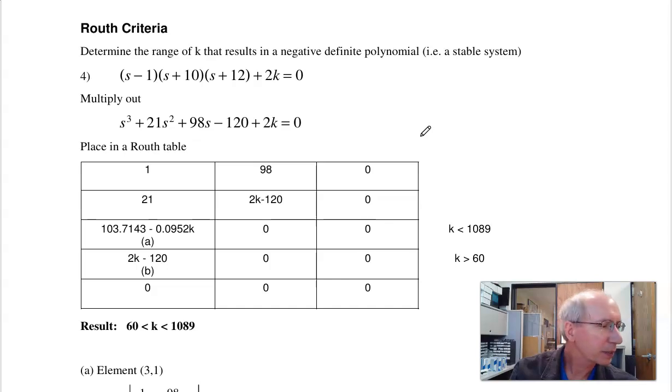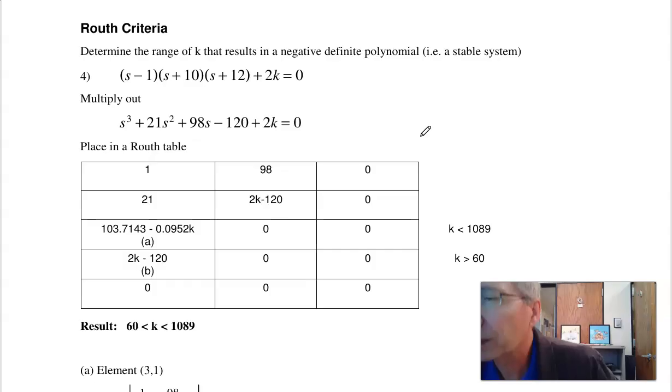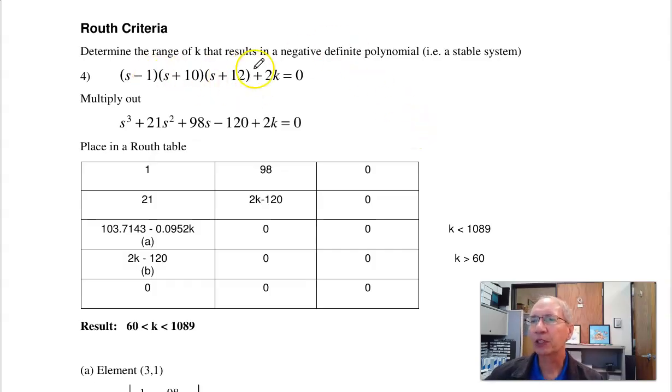It doesn't tell you stability or not. It just says, if I reach steady state, how much will I miss it? The Routh criteria will give you an idea of what range of k makes the system stable. So suppose I have this cubic polynomial. What range of k results in a stable system? To do that, I set up a Routh table.